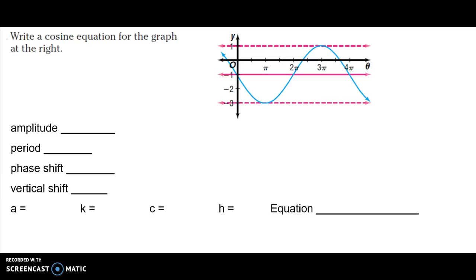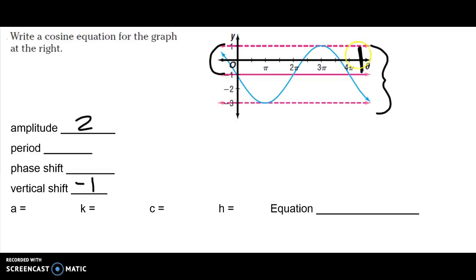Well, first, let's figure out our midline. Our midline seems to be right about there. It's cutting the graph in half from up and down, and so that's going to be at -1. So that's your vertical shift, at -1. All right, what can we figure out next? Let's figure out our amplitude. Your amplitude is only half of that whole entire range. So the amplitude is going to be from -1 to 1, which gives us 2. So our amplitude is 2.